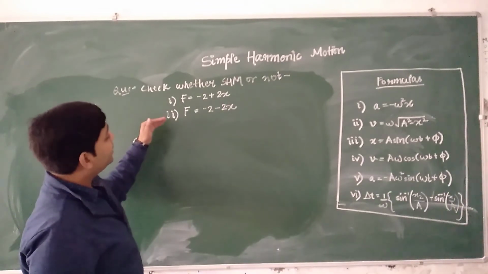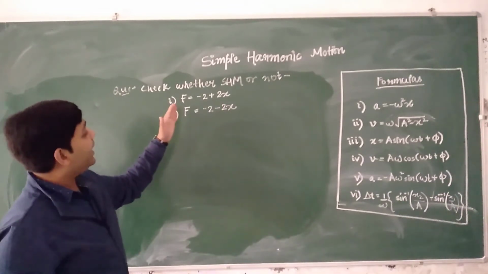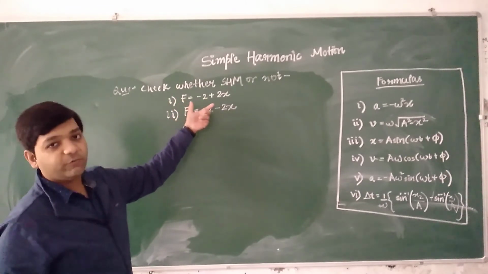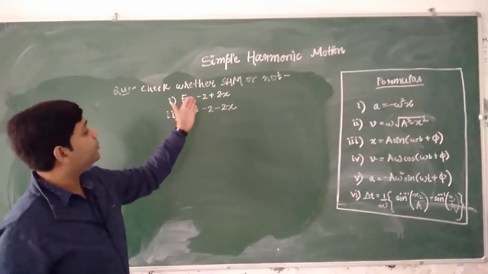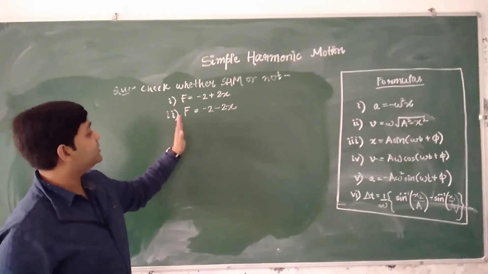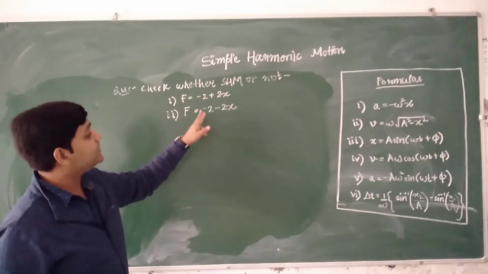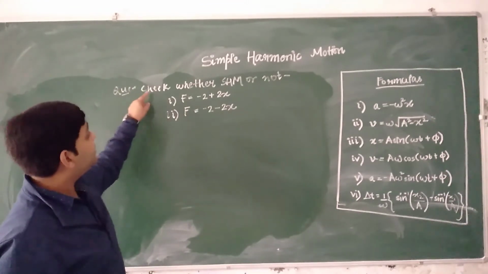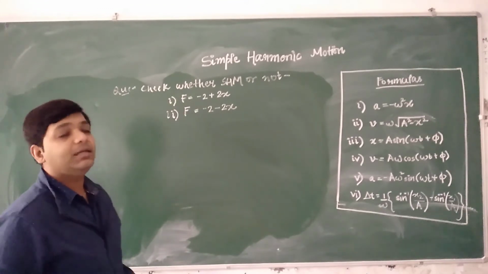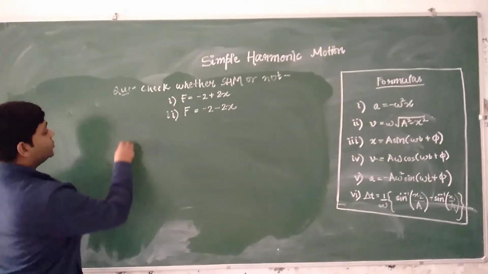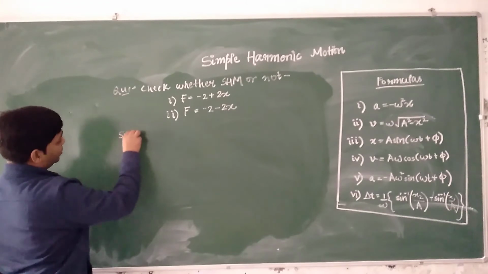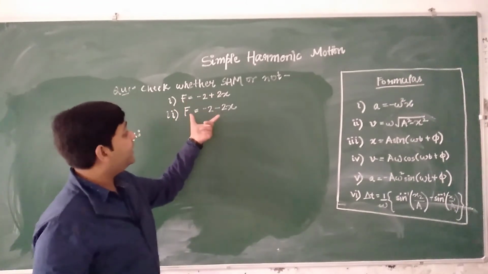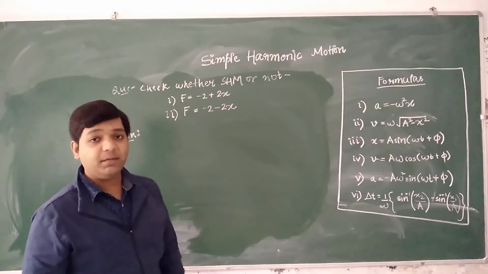So these are the two equations that are given to us and this equation gives us the value of the restoring force acting on the particle. F is equal to minus 2 plus 2x and this equation is F is equal to minus 2 minus 2x, right? So we need to check whether these equations represent SHM or not. So please see how we solve such type of questions. I will be solving the first part and then we will be solving the second part, right?